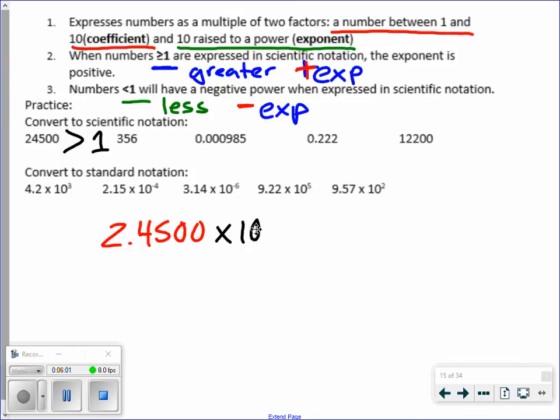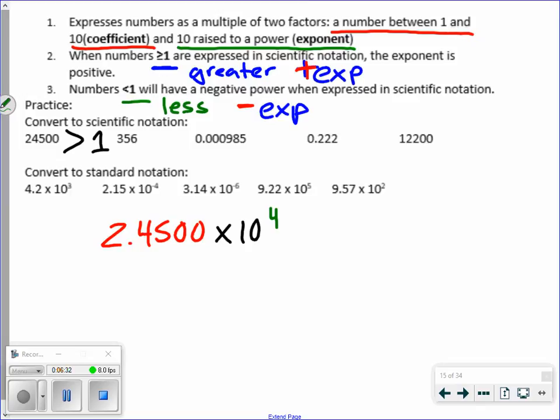How many times do we move the decimal? 4. 1, 2, 3, 4. That was right. Times 10 to the 4th. All right, so 2.4500 times 10 to the 4th. Alright, let's do one more up here and then we'll go convert to standard.